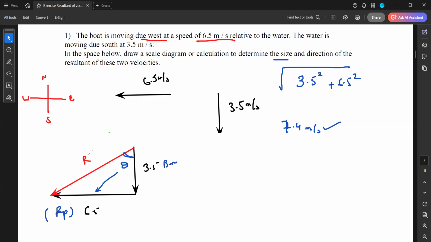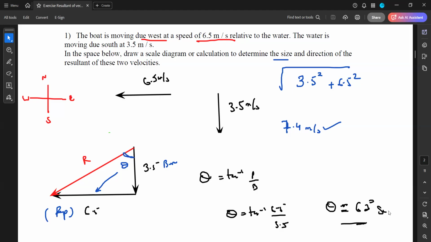Now when I work out the theta, theta is equal to tan inverse perpendicular divided by base. So theta equals tan inverse, what is the perpendicular? In this case 6.5 and the base is 3.5. What's the angle? 62 degrees, okay, 61.7 or 62, I think. So 62 degrees from south. So the resultant is 62 degrees from south, or you can say 28 degrees from west.